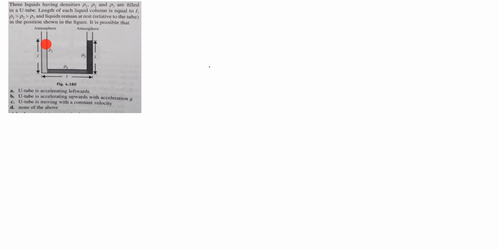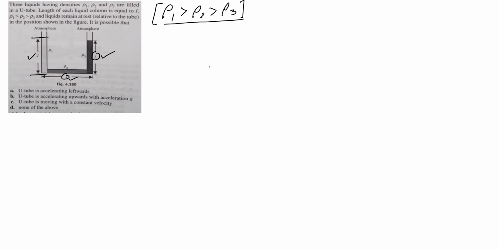On the left hand side, the liquid kept has density rho 1. In the lower portion, the density of the liquid is rho 2. And in the right hand tube, another liquid is kept which has density rho 3. The length of each liquid column is L. So we can say that rho 1 is greater than rho 2, which is greater than rho 3. That is the overall ordering of the densities of the three liquids.